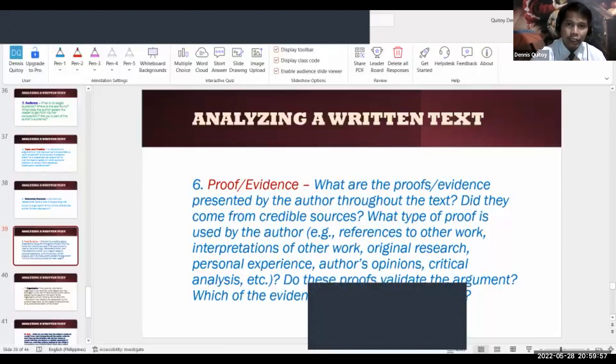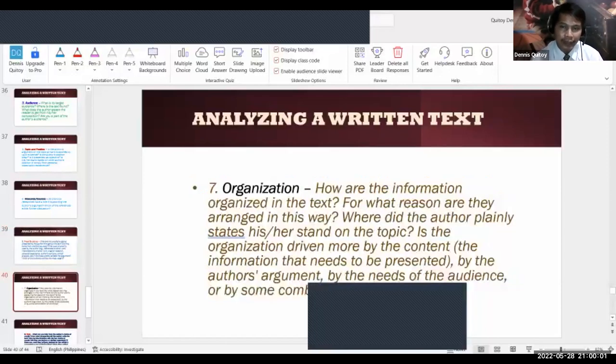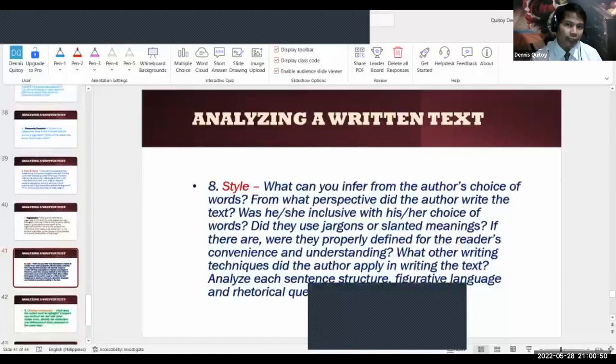So, next, organization. How is the information organized in the text? For what reason are they arranged in this way? Where did the author plainly state his or her stand on the topic? Is the organization driven more by the content, the information that needs to be presented, by the author's argument, by the needs of the audience, or by some combination of the three? So how is it organized? Unsa ang sequence sa written text or sa story? Organized ba siya or naa by other way nga gi-present niya? So, mao na siya. Where did the author plainly state ang iyang stand on the topic? So, ingon ana.